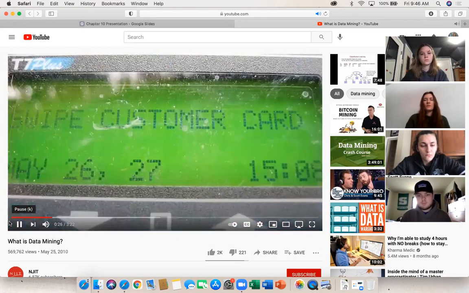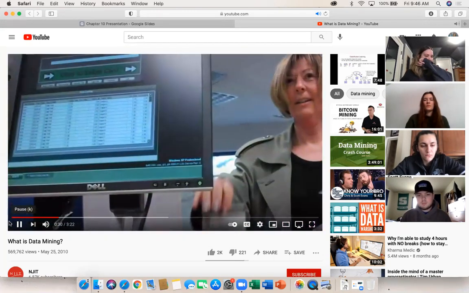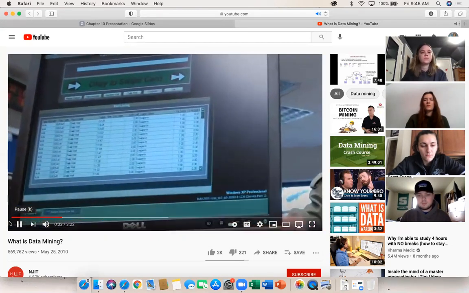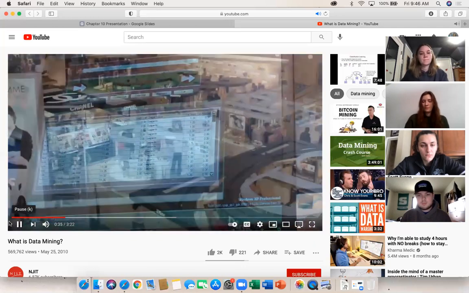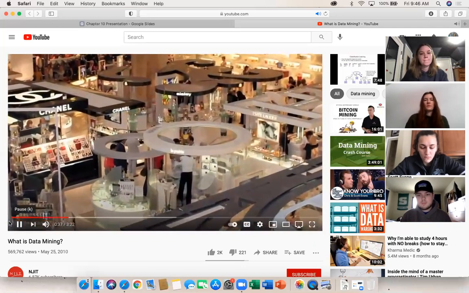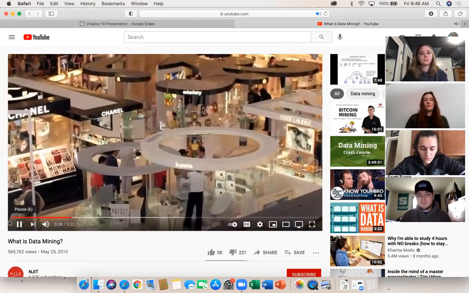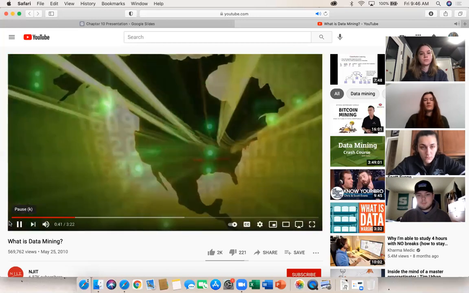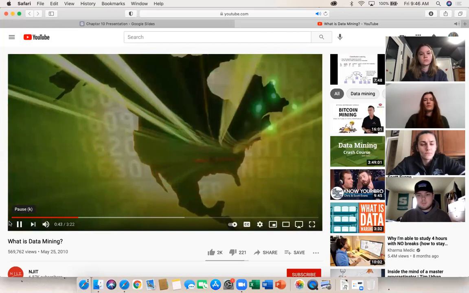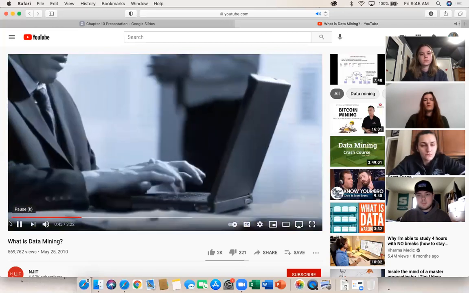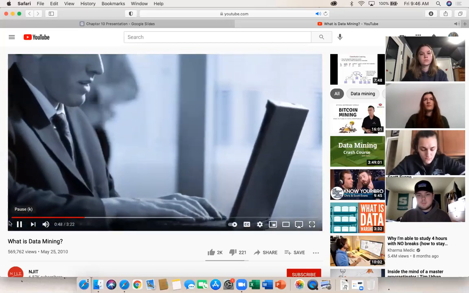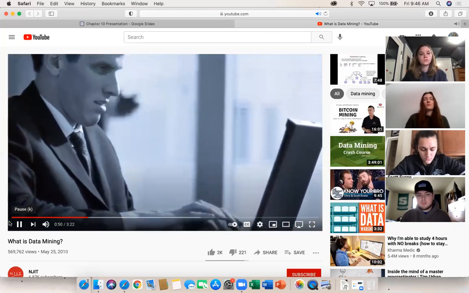Every time you swipe your grocery card, when you try to get a discount for buying whatever products, that's data being downloaded to a database. On most transactions you do, there is some sort of data download. Organizations are storing, processing, and analyzing data more than any time in history, and that trend is going to continue to grow. So what is data mining?